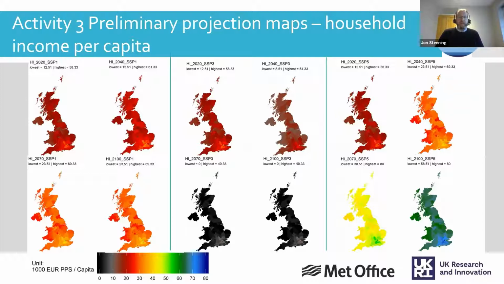And in quite a lot of these, probably partly because we're not showing SSP2, which I guess is the closest to business as usual, in each of these SSPs you see very different patterns emerging, even by 2040, compared to the current situation. So again, this is allowing us to explore the possibility space to understand the uncertainties.